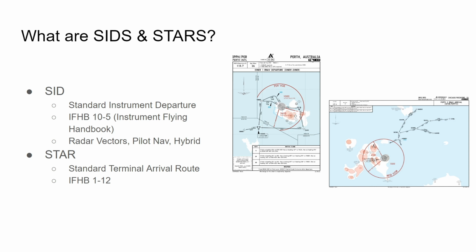Over here we have Perth, here's the Diner 1 departure, and over here we have a STAR into Rockford, the Settler Poppy 2 arrival.